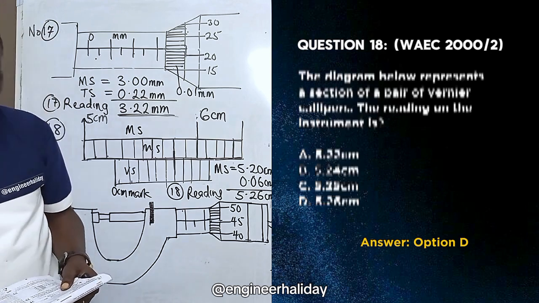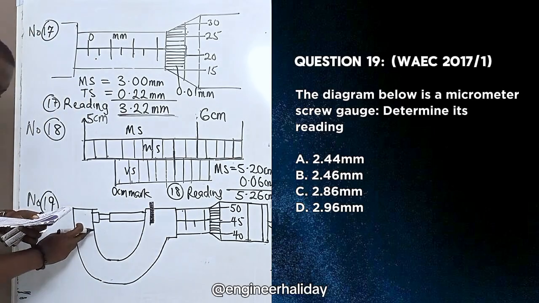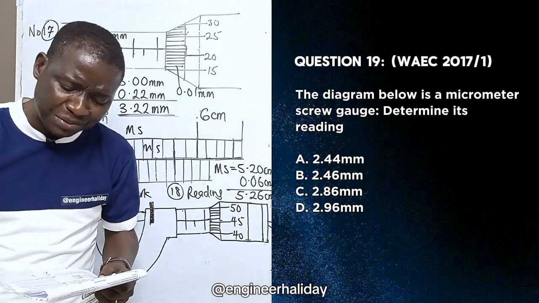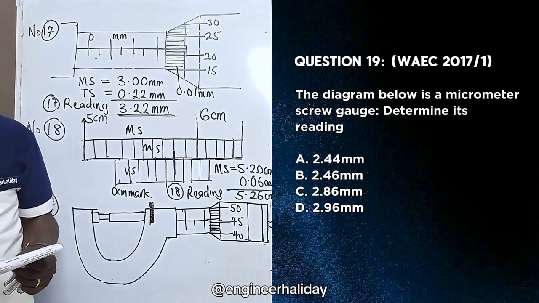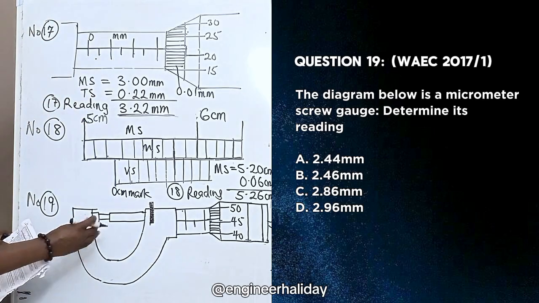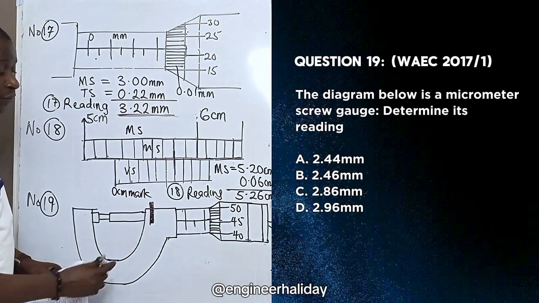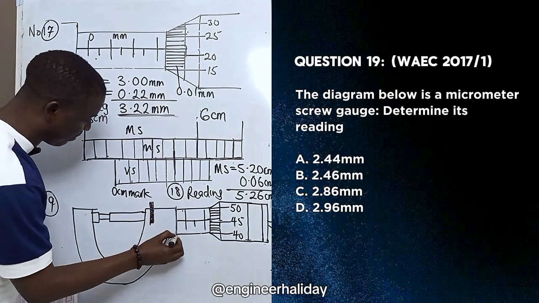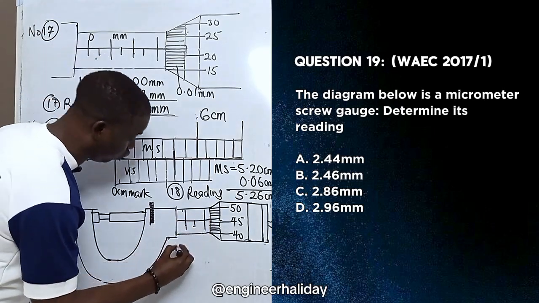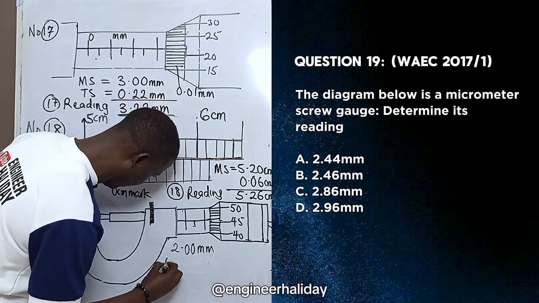It says for diagram number 19, the diagram below is a micrometer screw gauge. Determine its reading. A 2.44 millimeter, B 2.46 millimeter, C 2.86 millimeter, D 2.96 millimeter. Don't allow the other marks to distract you. The 0 mark will be taken by this part, which is 2.00 millimeter, the first scale.